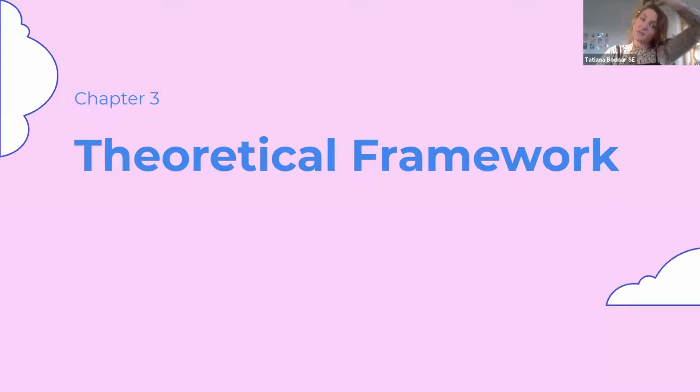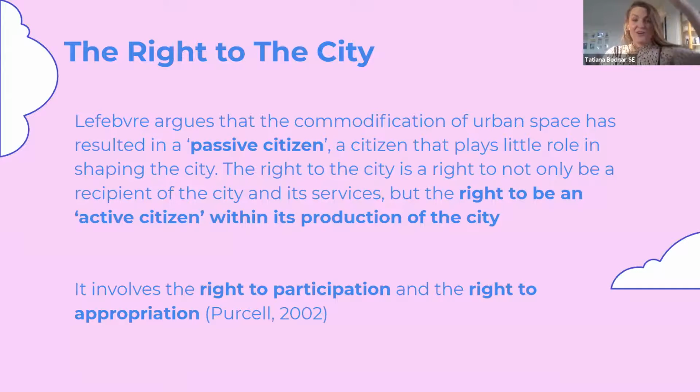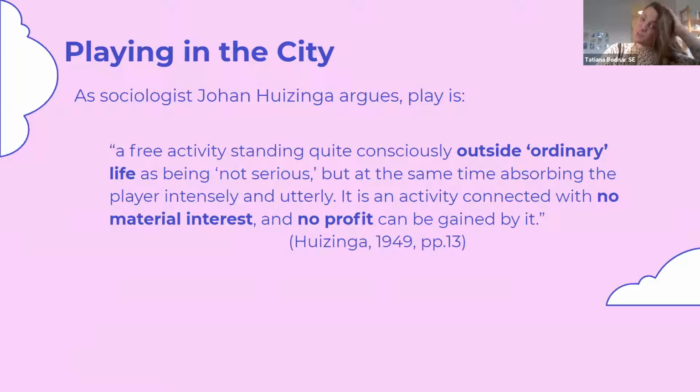So this is the theory that I'm using. I use the right to the city, looking at this right to be an active citizen within the production of the city, and not only a consumer of the city or a passive citizen, as Lefebvre argues. And it really involves the right to participation and the right to appropriate. And then we also use play.